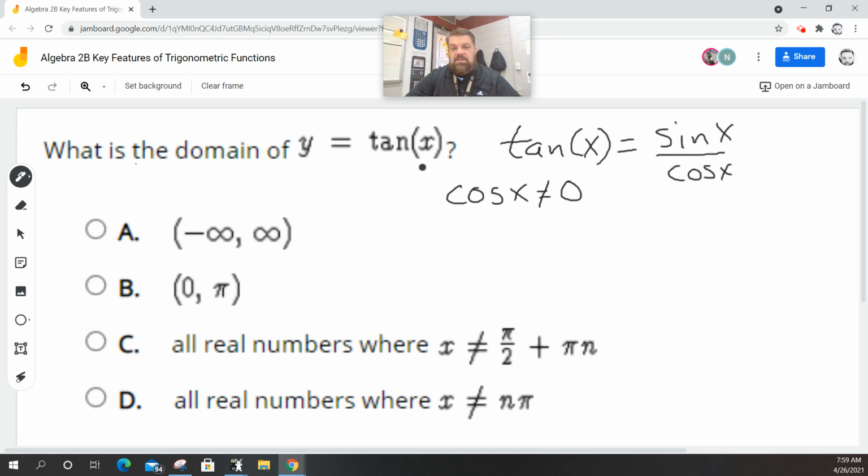So when we graph tangent, there are vertical asymptotes that occur exactly when cosine equals 0. So let me illustrate that, and then we'll talk about the domain for tangent.